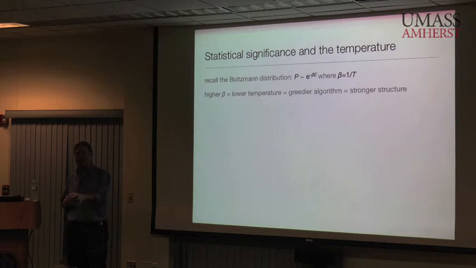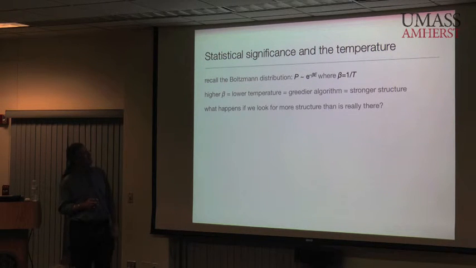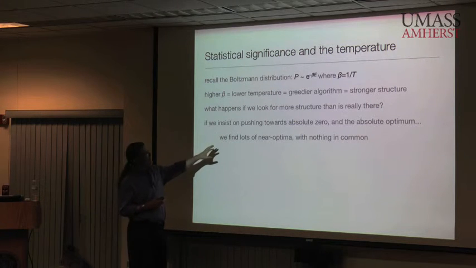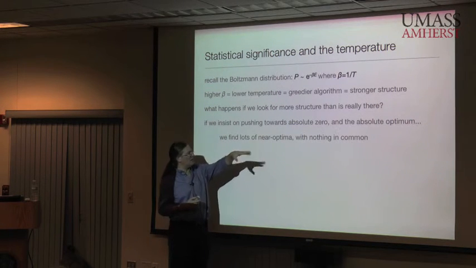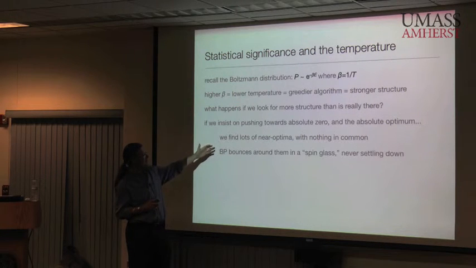So as I push the temperature down, it's like I'm demanding more structure. I'm looking harder for patterns. I'm pushing towards the ground state, the most likely labeling. So at lower temperatures, I'm being greedier and assuming that there's more structure in the data. Well, what happens if I look for more than is really there? How does the physics respond to that unreasonable demand? So what will happen, I claim, is we'll get lots and lots of near optima. We'll be jumping around between them, but they'll have nothing in common, like I said.